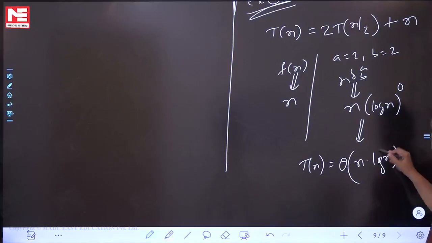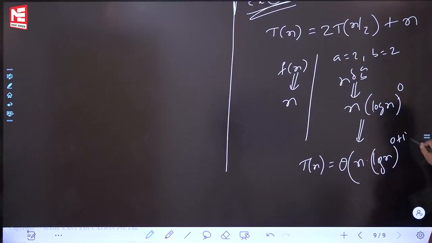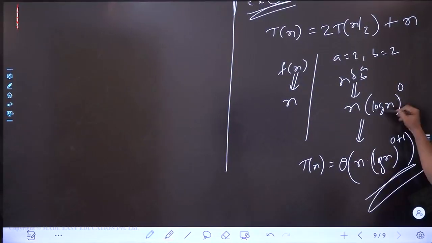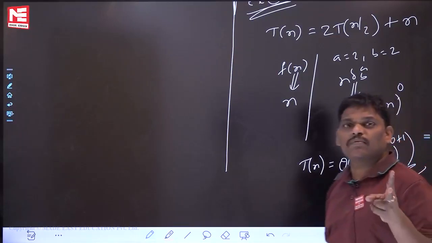But in the place of 0, write 0 plus 1. That will be the answer. Whatever is there on the right side, write the same thing. But in the log power, wherever there is k, just write k plus 1. These are the three cases of the master theorem.